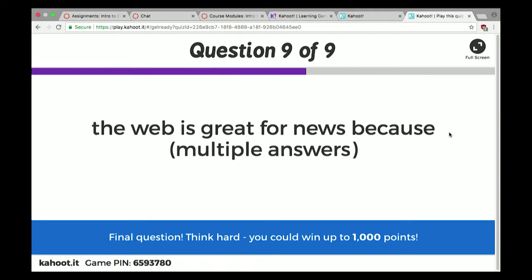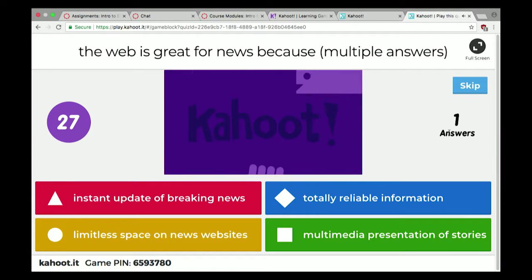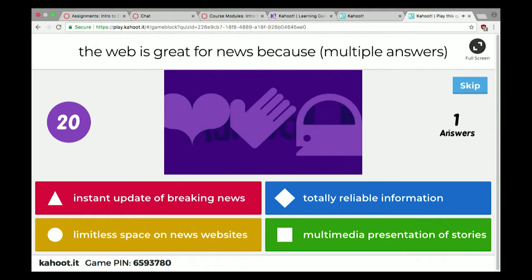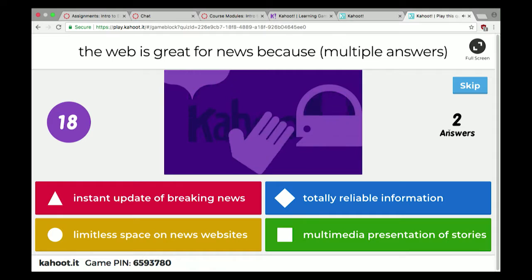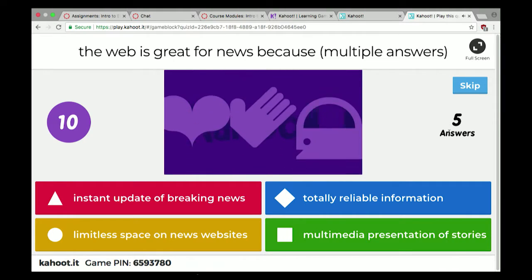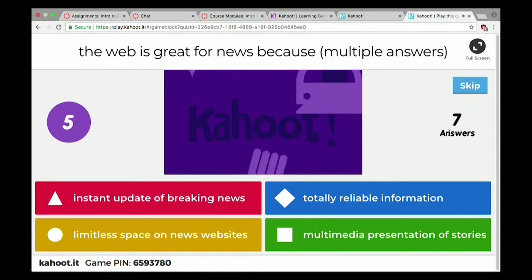All right. Question 9 of 9. The web is great for news because, so what sounds right there? Multiple answers are possible here, so choose as many as you like, but there's one that's wrong. The web has great instant updates of breaking news. It's got limitless space. It's got totally reliable information. And it's got multimedia presentation of stories. What sounds wrong there?